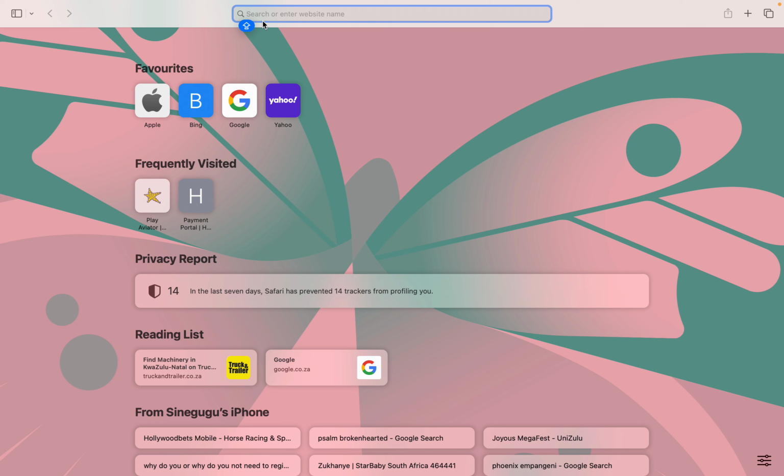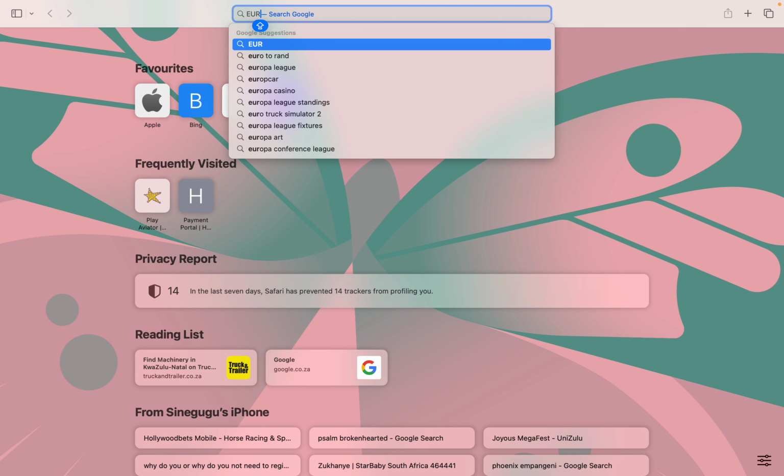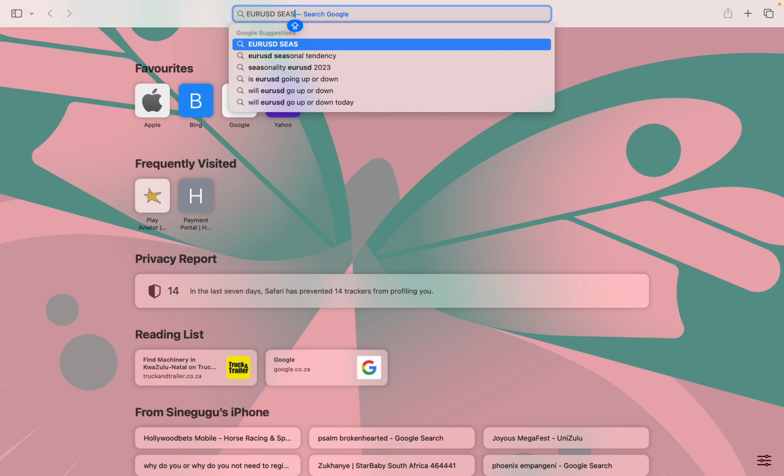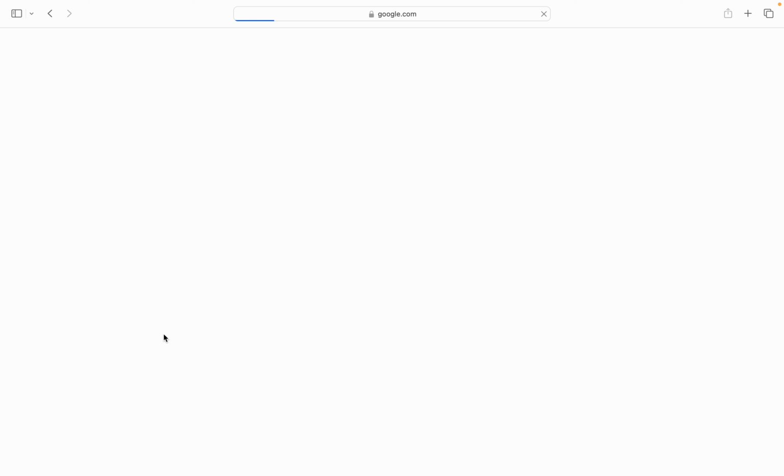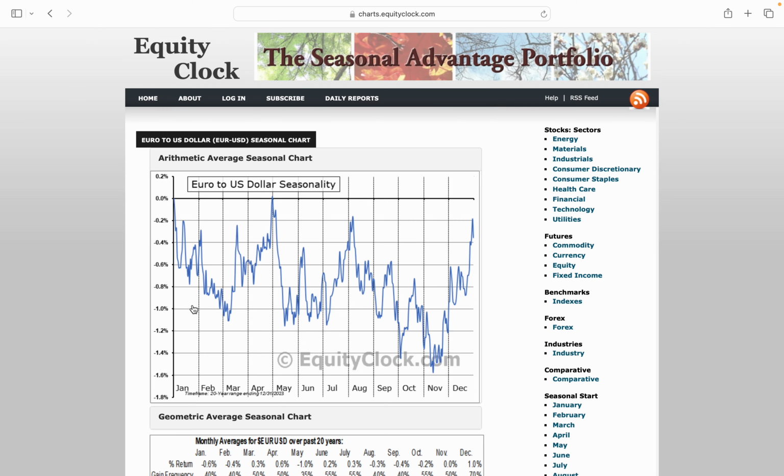Okay, what do they call it? Right. The euro strength is often observed in the EURUSD pair during the months of March and April as well as September. So I think in this case, strength means bullish action. Let's look at a 20-year average of the euro dollar. The EURUSD is usually bullish in the month of March and in the month of April.